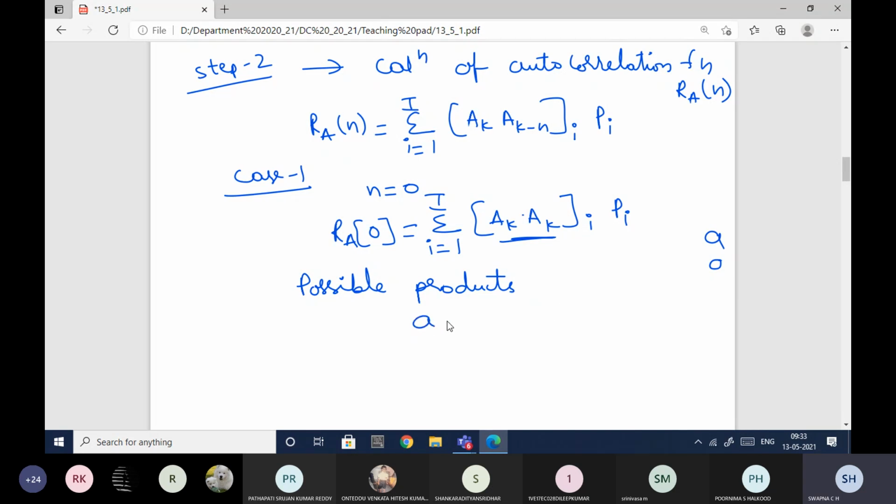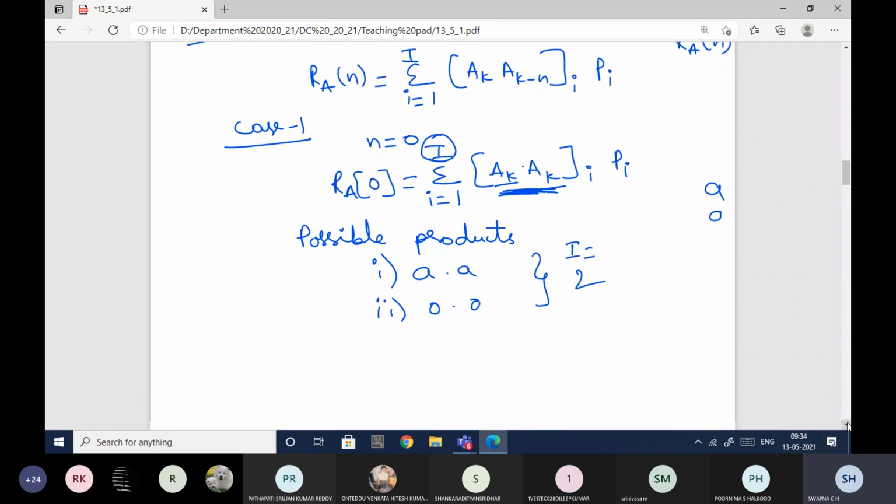I can have A into A, right? I'll have the first combination as A into A and the second combination as 0 into 0, because this is also AK and this is also AK. This AK value can be A. If this is A, even this will be A. If this is 0, this will also be 0. So how many products can I get here? Only 2 products. So this I will be equal to 2 now.